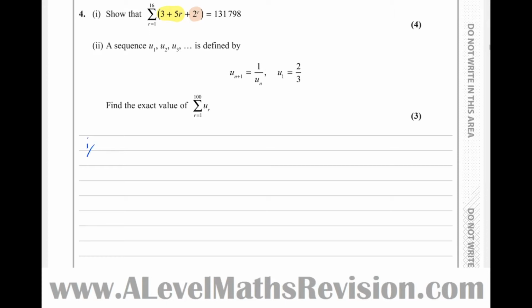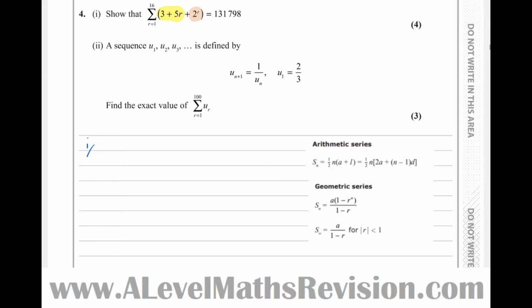And the formulae are in the formula booklet. You should always, as I've said in previous videos, have the formula booklet to hand when you're doing these questions. So there's the formulae that you're going to need to use, just on the right there. Arithmetic series one is there, and the geometric one is there. So we're going to separate this into two separate sums now.